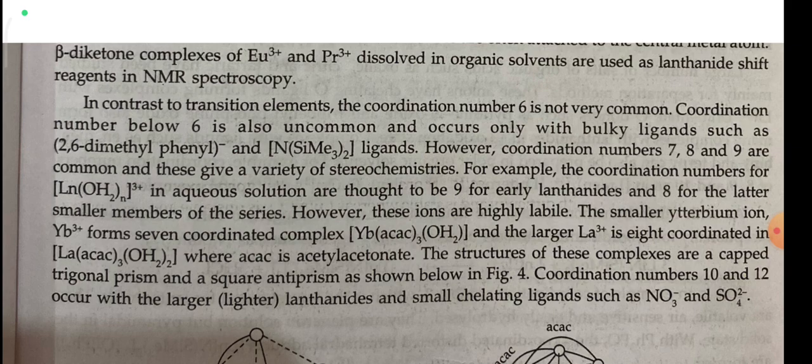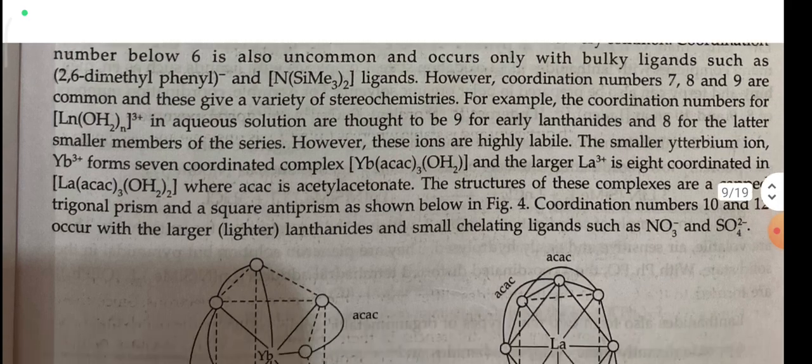For example, the coordination number of Ln(H2O)n 3 positive in aqueous solution is thought to be 9 for early lanthanides and 8 for the later, smaller members of the series. However, these ions are highly labile. The smaller ytterbium ion Yb3 positive forms 7 coordinate complexes, and the larger La3 positive is 8 coordinated in La(acac)3(H2O)2, where acac is acetylacetone. The structures of these complexes are a capped trigonal prism and the square antiprism shown below.